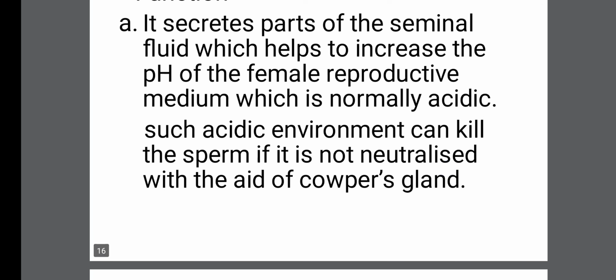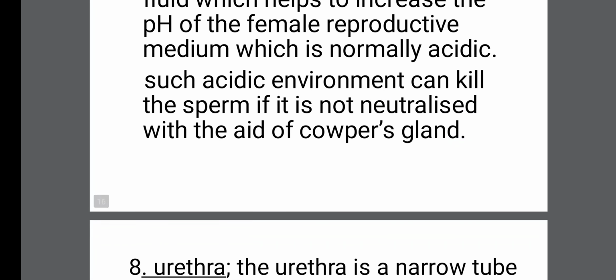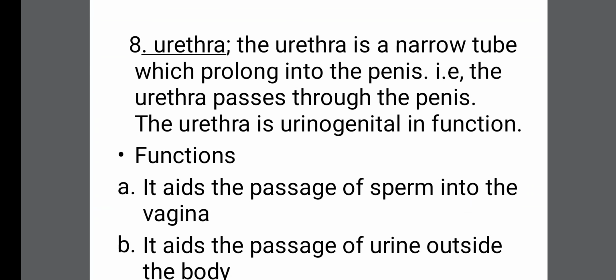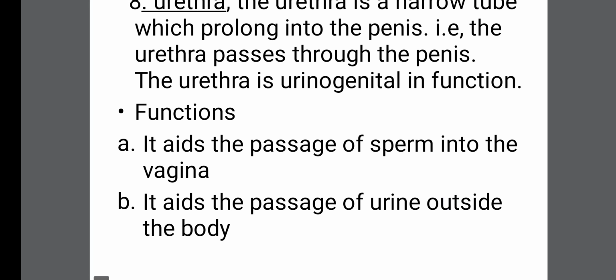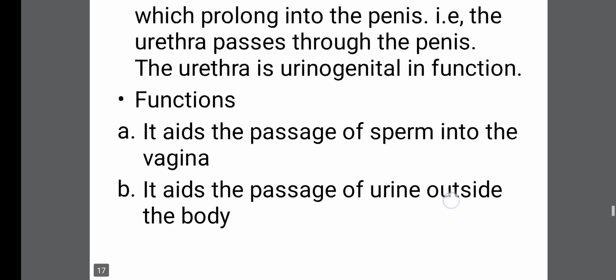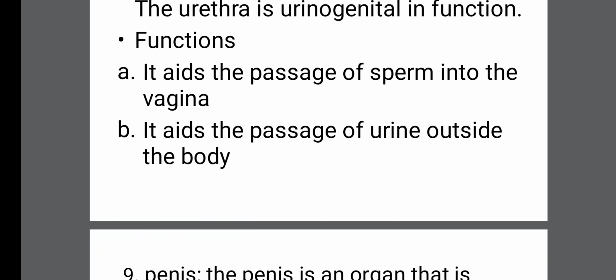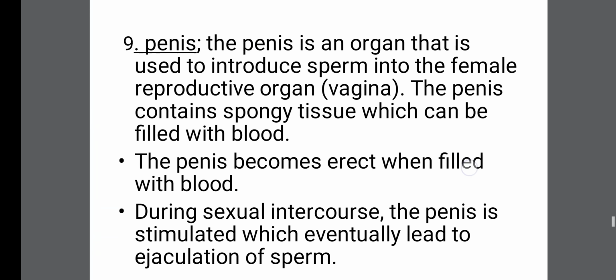Let's proceed. Such acidic environment can kill the sperm if it is not neutralized with the aid of Cowper's gland. Number 8, urethra. The urethra is a narrow tube which prolongs into the penis. That is, the urethra passes through the penis. The urethra is urinogenital in function. Function of the urethra includes the first one, it aids the passage of sperm into the vagina. The second one, it aids the passage of urine outside the body.